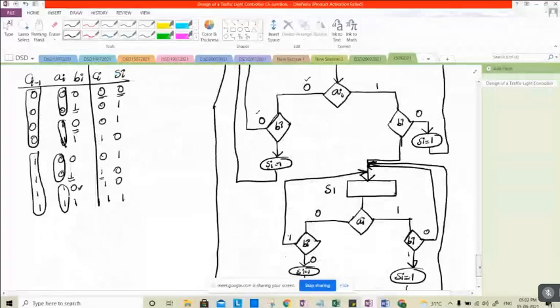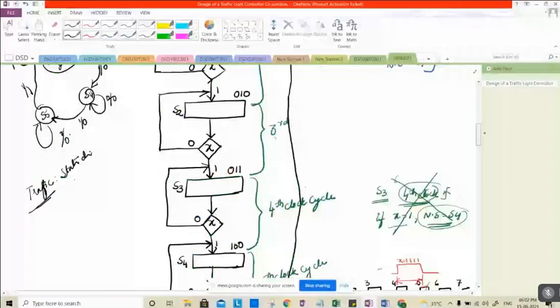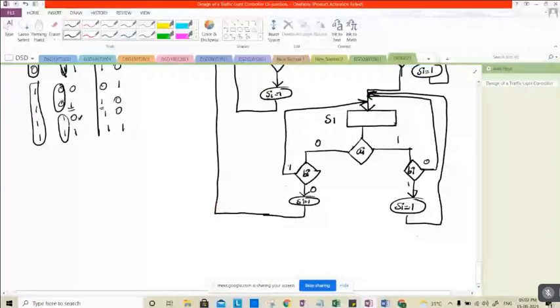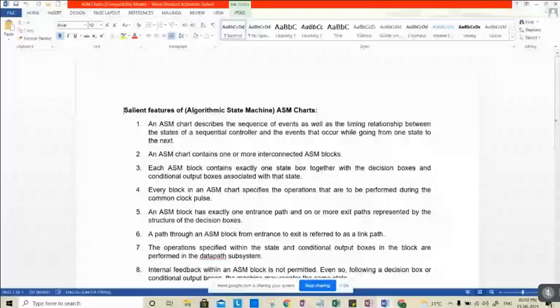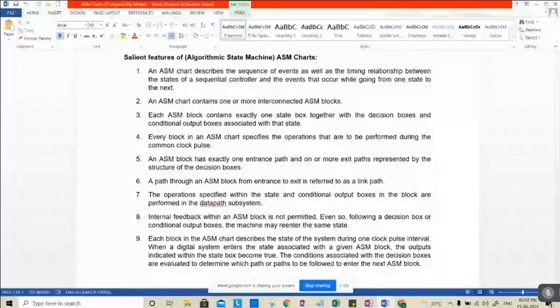Once you go through this, you will understand whether state diagrams are easy or algorithmic state machines are easy. So you will understand which one is easier. Can you see my screen? Is my screen visible? Yes. Right, we will be finishing the class in the next few minutes.